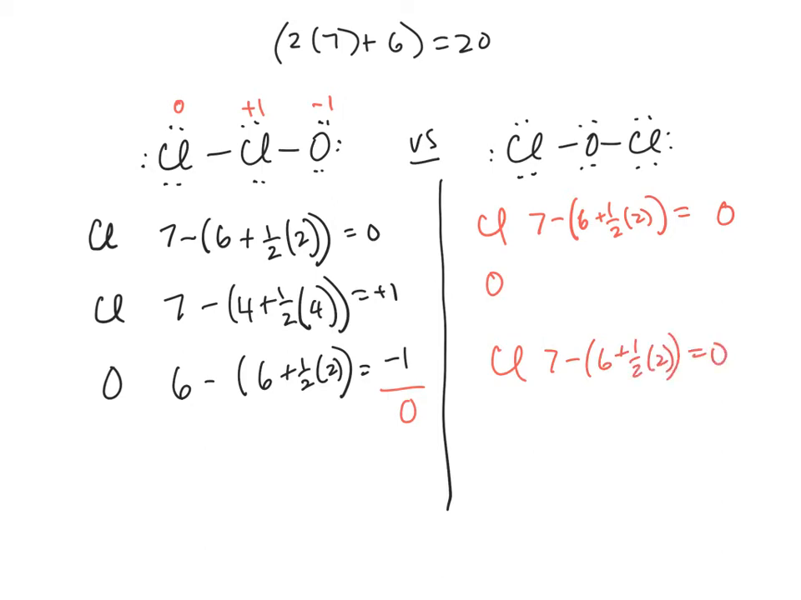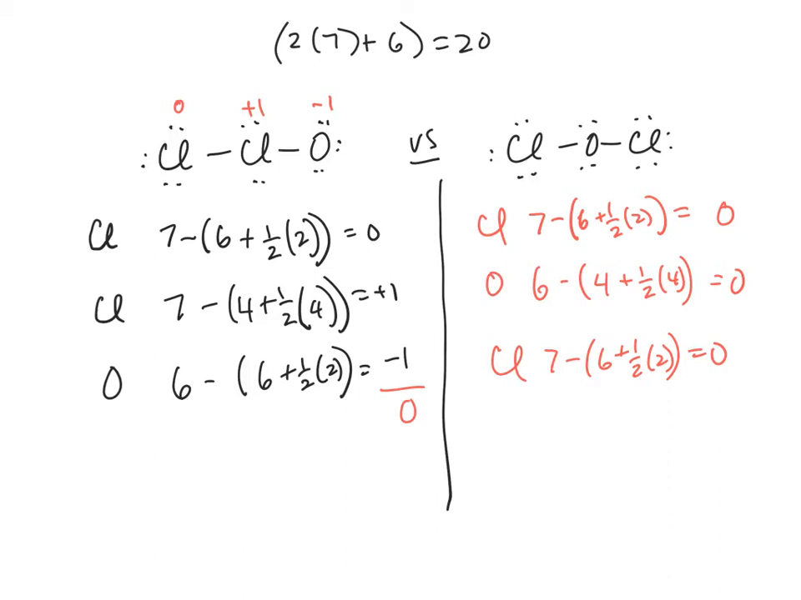And the one in the middle is oxygen. So that's 6 valence electrons. And when it's bonded, you have 4 lone pair electrons plus 1/2 times, so you're looking at this bond and that one. They each contain 2. So this is going to be 4. So 6 minus 6 is equal to 0.